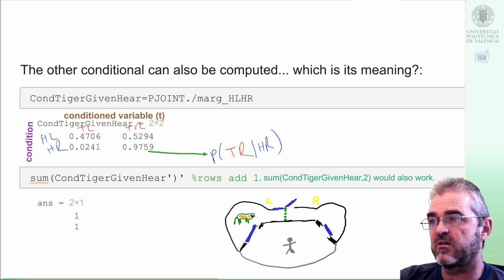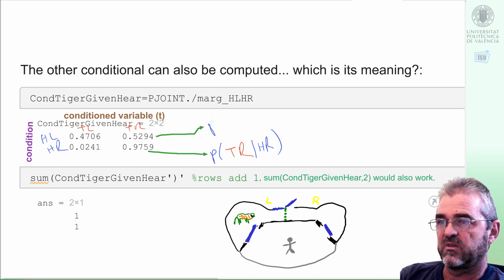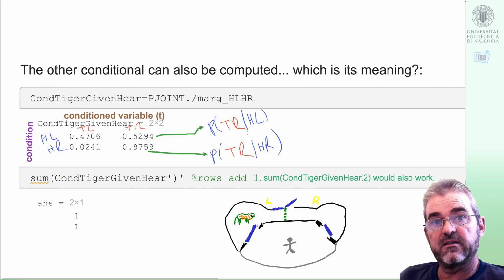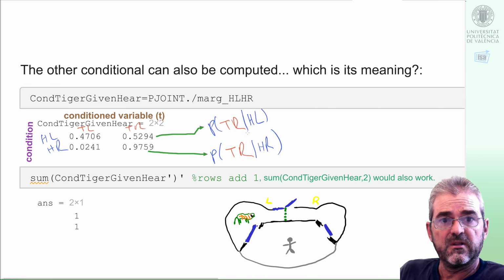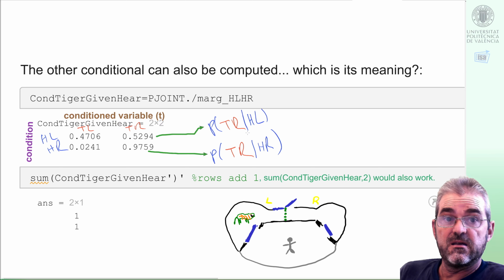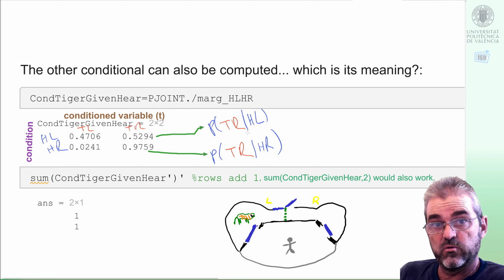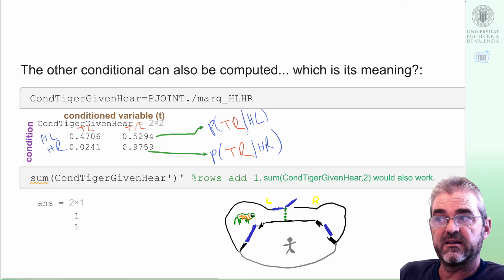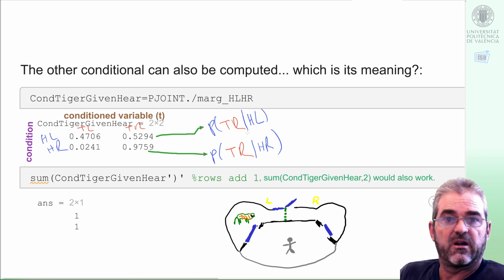Let's discuss another number. This 53%, let's say, will be the conditional probability of tiger right, conditioning on hearing left. What's this? Well, it means that 53% of the times I hear roaring at the left door, my tiger will be at the right-hand side. Come on, how is it possible?